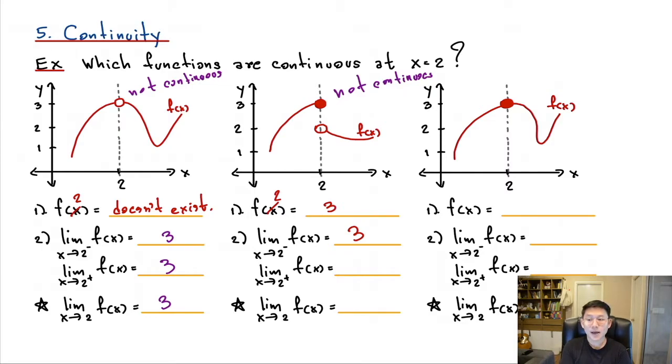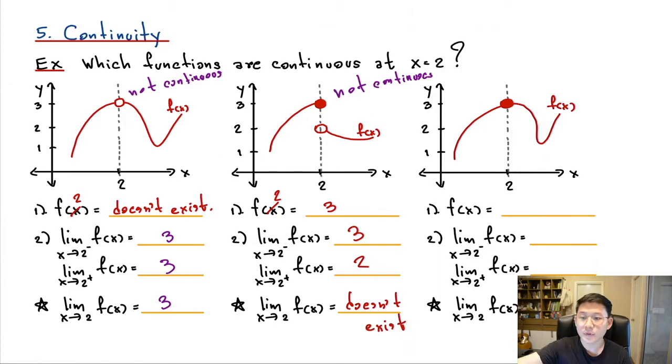And how about the limit from the right hand side? If x approaches 2 from the right hand side, you can see that when x is close to 2, y is close to 2 as well. So it means that the limit as x approaches 2 doesn't exist.